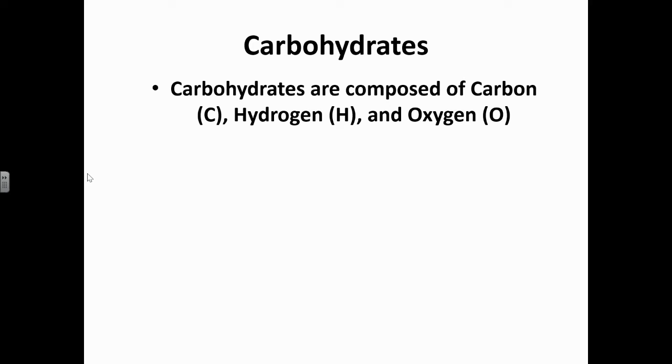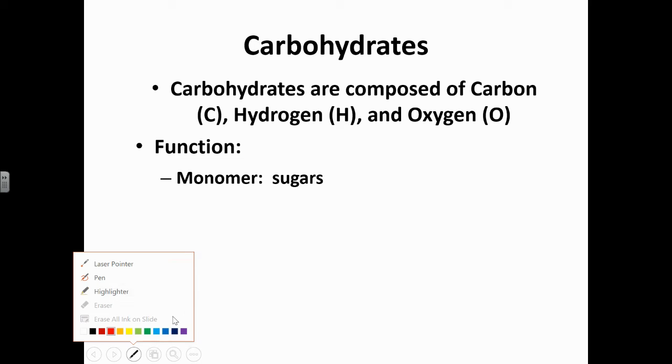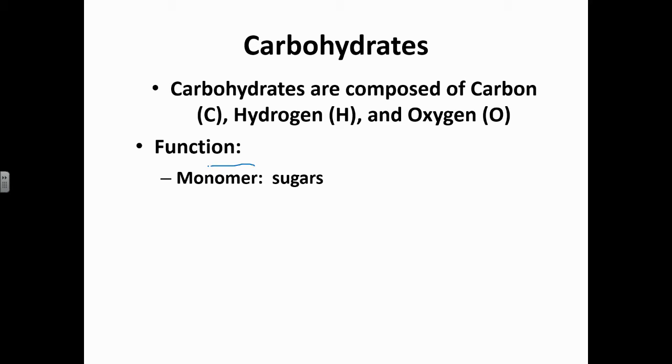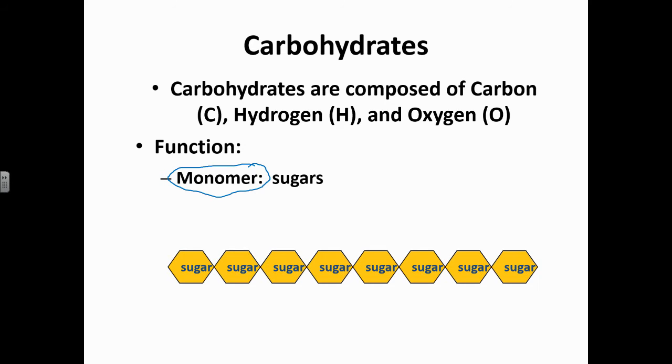Carbohydrates are made up of 3 elements: carbon, hydrogen, and oxygen. I am assuming that most of you have already had chemistry, so hopefully these 3 elements are familiar to you. We are going to take a look at different types of functions of carbohydrates, but I do want to start with this term right here, a monomer. Monomer just simply means a single unit, and our monomer in carbohydrates are single units of a sugar molecule.